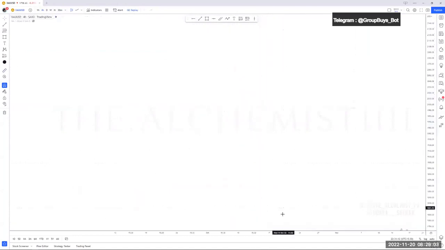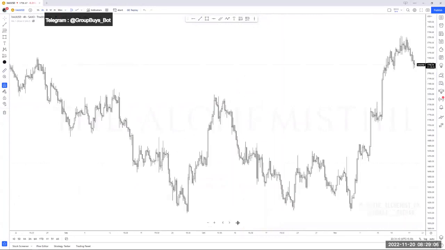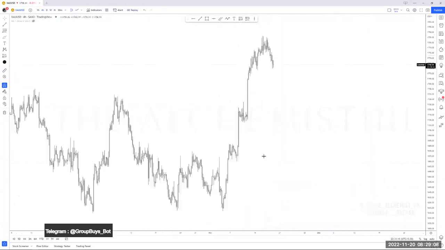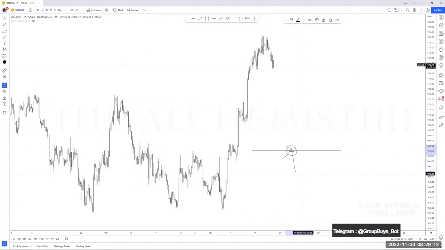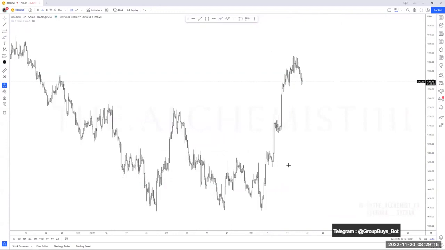Now let's talk about the confirmations. We already talked about the confirmations. What are the confirmations? It has to close below that level, and one time frame or two time frames lower, you have to get a breakout structure.